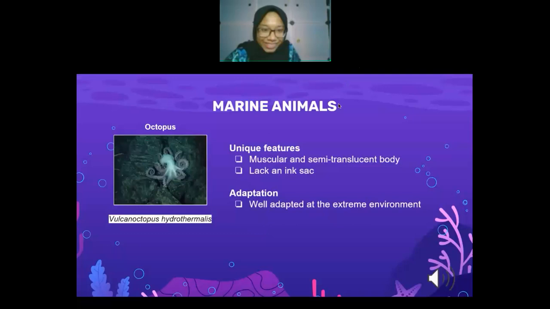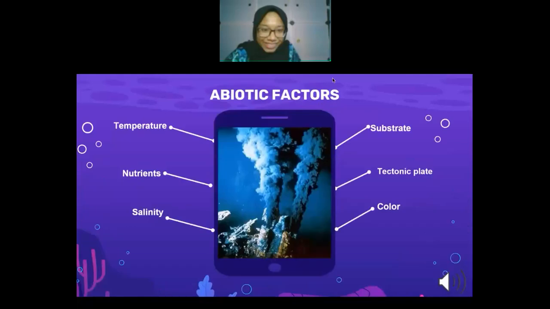Next one is Vulcanoctopus hydrothermalis. It is the only octopus species currently known to inhabit hydrothermal vents. This small-sized octopus has a pear-shaped mantle of up to 56 mm long. Its body is nuclear and semi-translucent. It also lacks an ink sac, making it well adapted for life in that extreme habitat. In addition, there are no plants at the hydrothermal vents because there is no sunlight for the photosynthesis process.